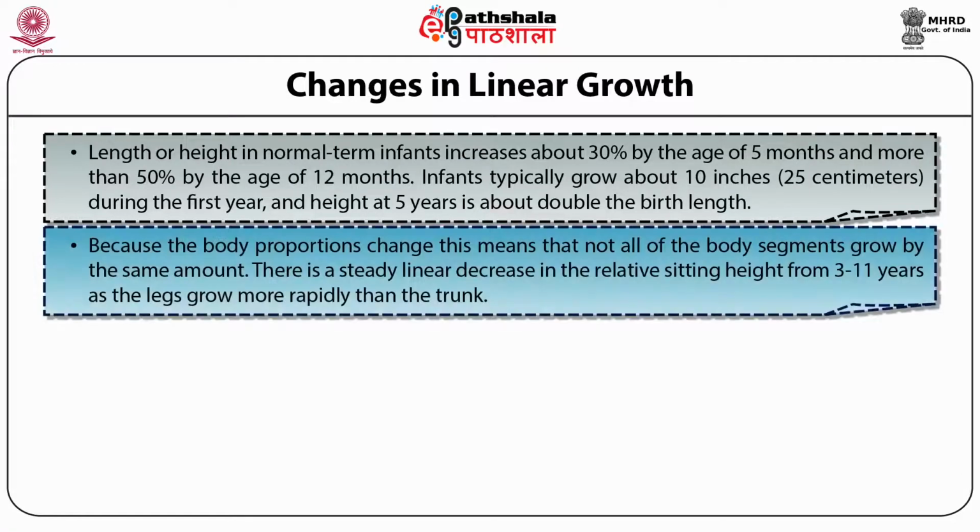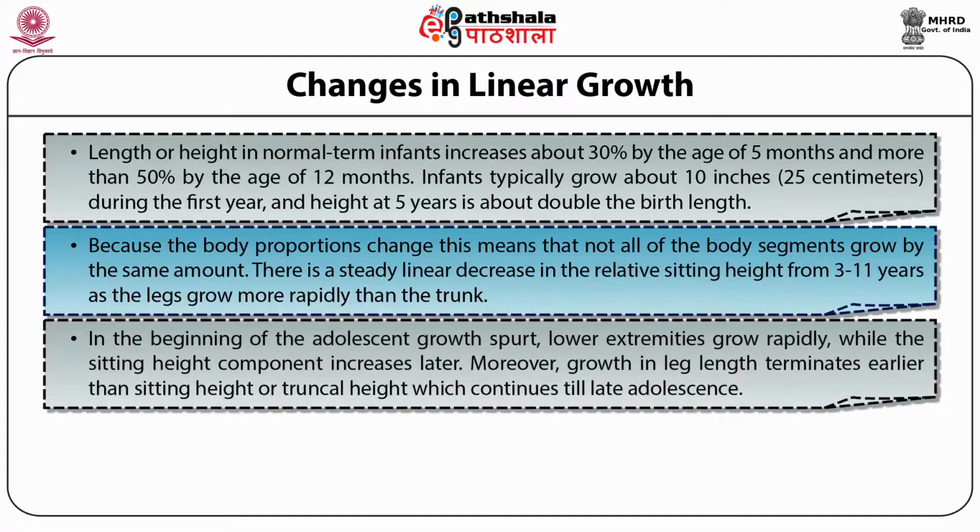Because the body proportions change, this means that not all the body segments grow by the same amount. There is a steady linear decrease in the relative sitting height from 3 to 11 years as the legs grow more rapidly than the trunk. There is also a relative increase in shoulder breadth relative to hip breadth over the same period.